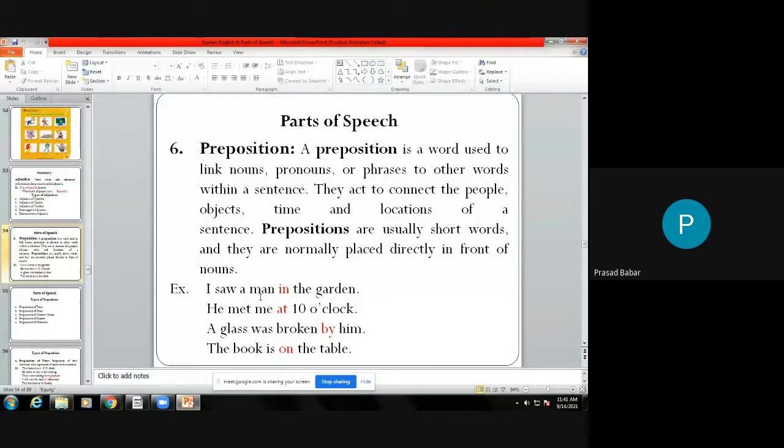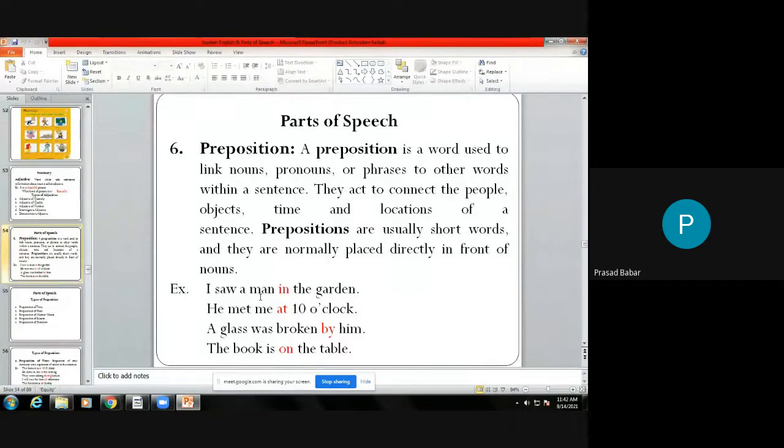So if we want to join these two phrases, we have to add a preposition, and we have to use a proper preposition which suits this example. So "in" is the preposition which properly suits this example. That is why: I saw a man in the garden. So "in" here is working as a preposition.